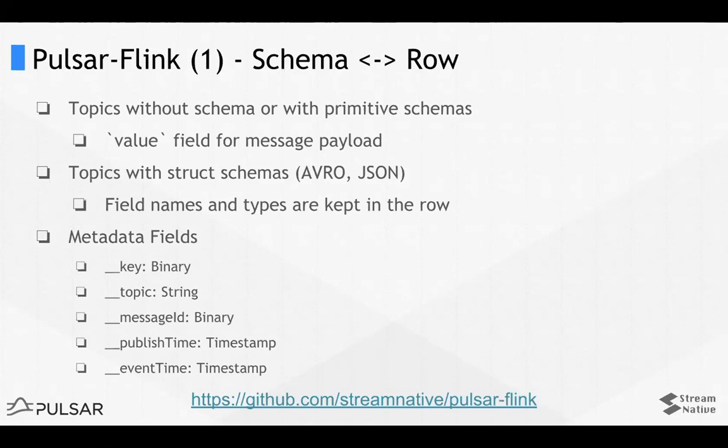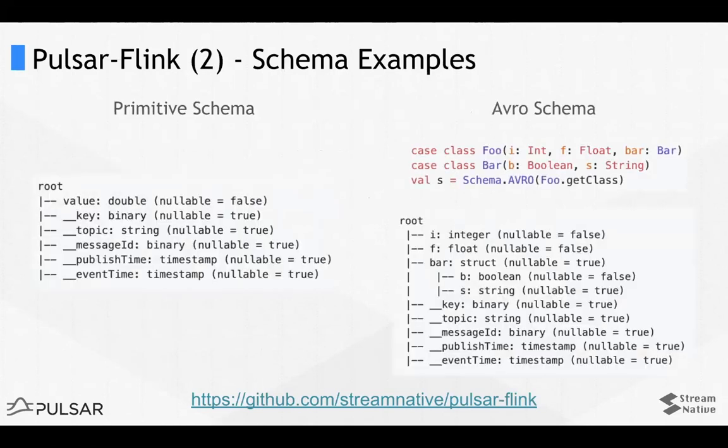Let me give you a quick example of how we do the schema mapping. The right side is the primitive schema. In the example, the schema is double, so you store a double number as a message in Pulsar. When we map the Pulsar message into a Flink row, the message payload becomes the value, and the message key, topic, publish time, and event time become the metadata fields.